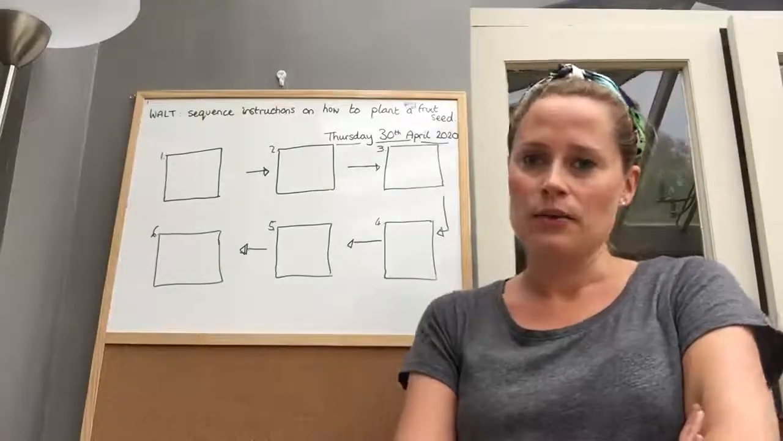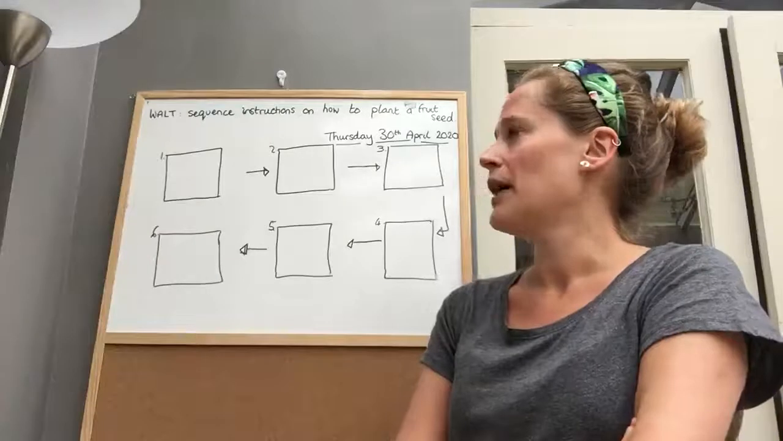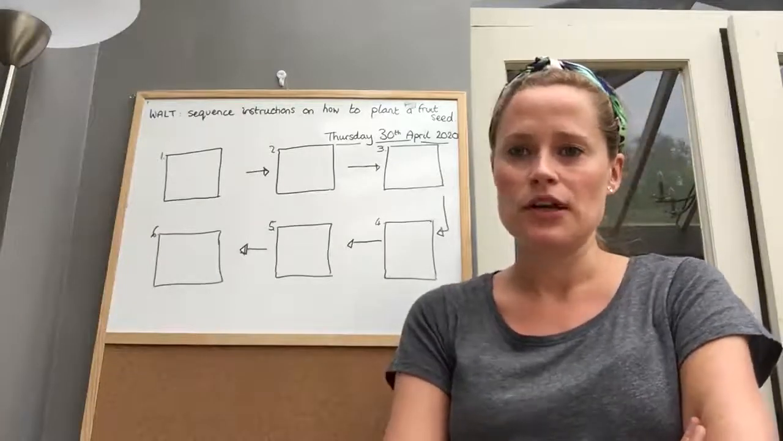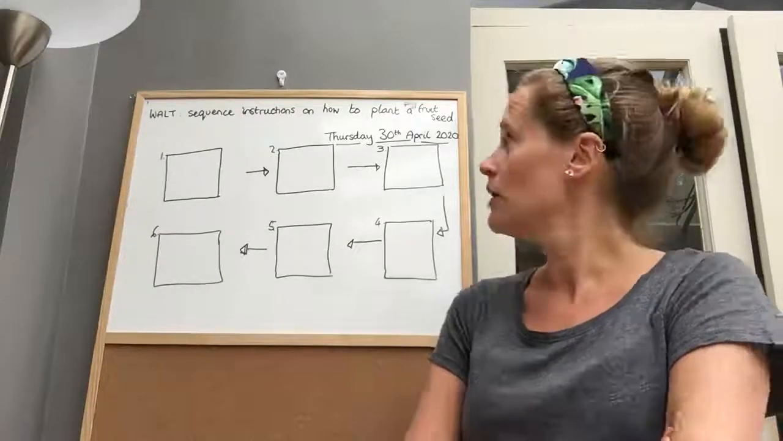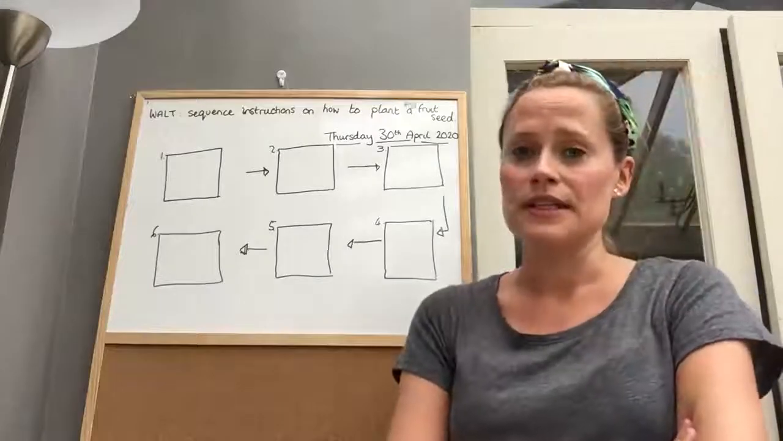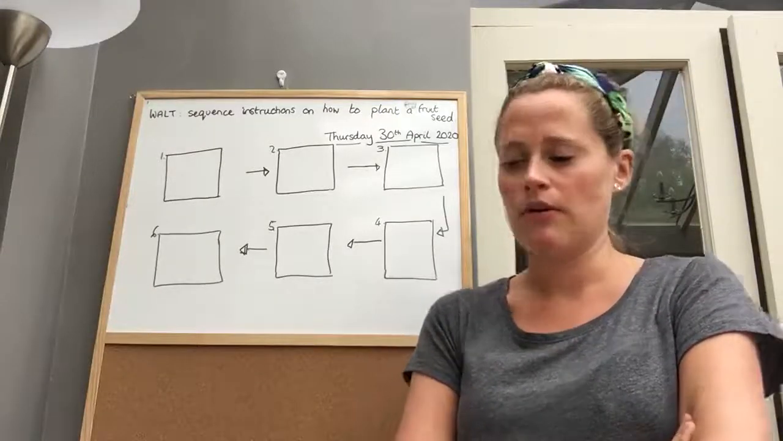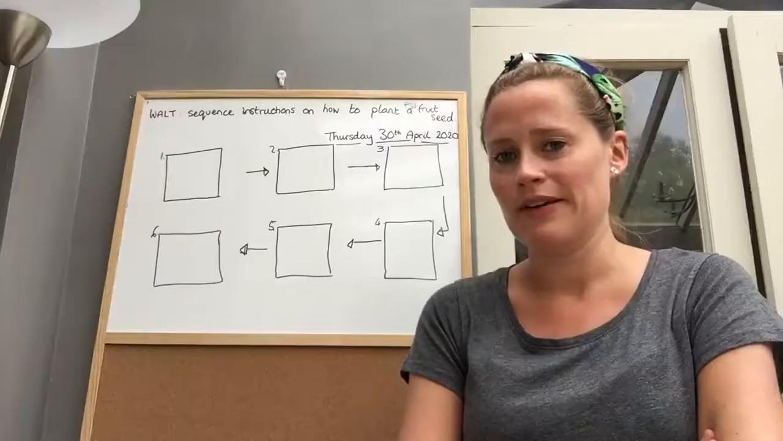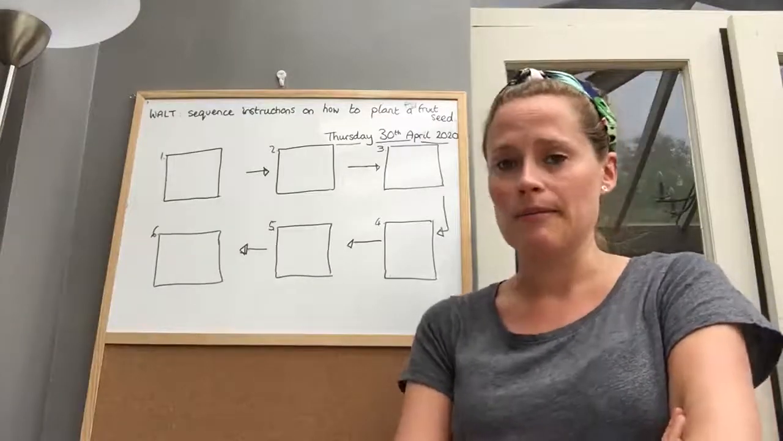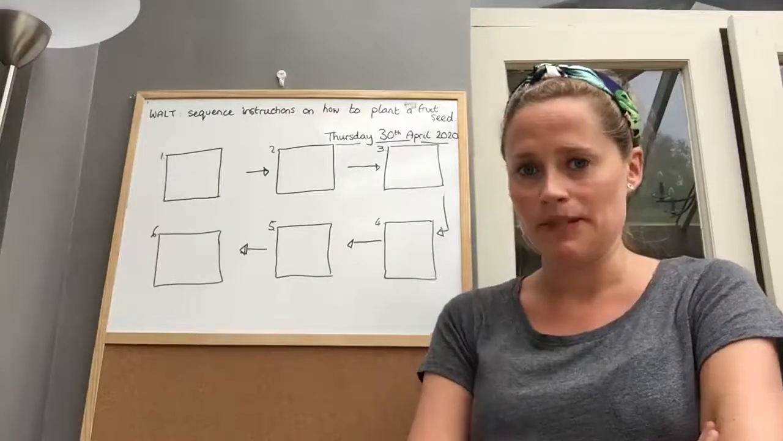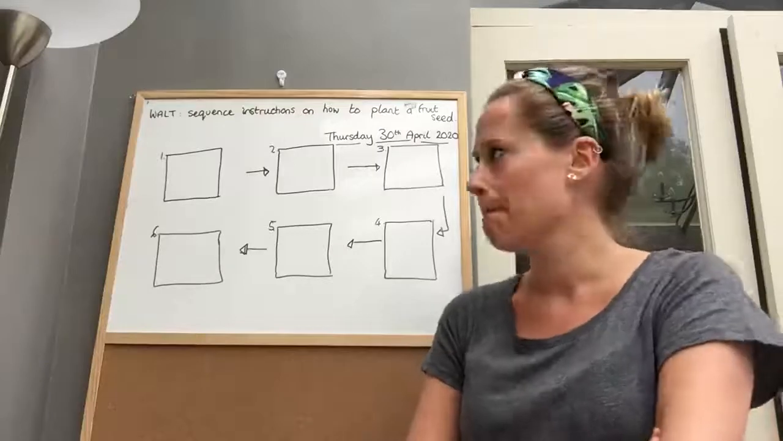So today we are going to be working out how to sequence instructions, so putting them in order, on how to plant a fruit seed. Now this is going to help us for tomorrow's lesson, because tomorrow we're going to be giving instructions to Jack, telling him how we think he should plant his magic beans for them to grow properly.